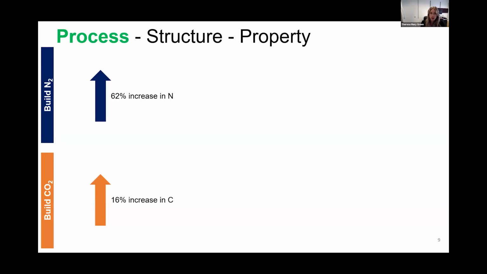So the first thing that we checked was if the different shielding gases affected the final composition of the as printed builds. And we found that the nitrogen-rich shielding gas caused the nitrogen content to increase by about 60% in the as printed build over the feedstock material, and that the carbon-rich atmosphere caused about a 16% increase in carbon content. So we were successful in using the shielding gas composition to tailor the carbon and nitrogen content in the resulting additively manufactured builds.